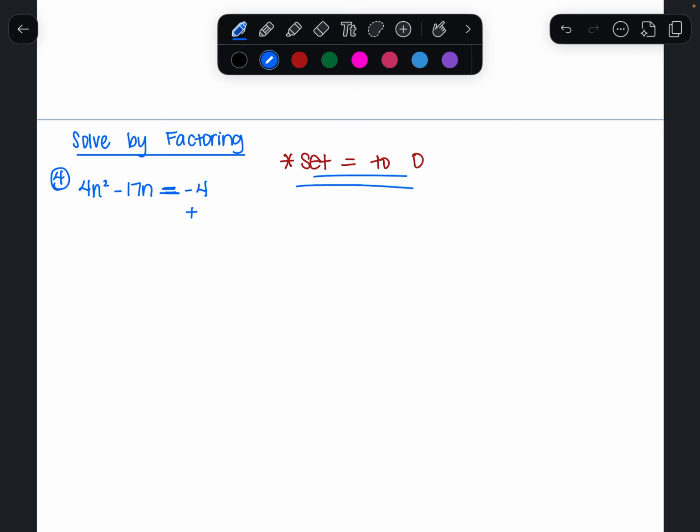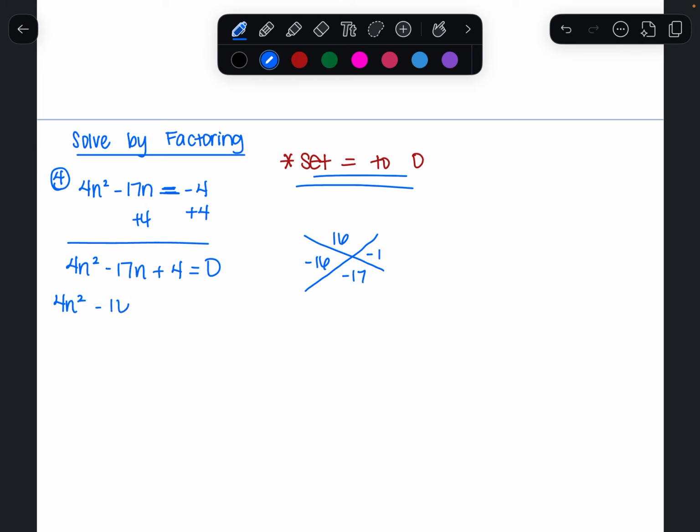So that means the first thing we need to do is add 4 to both sides. So we get 4n squared minus 17n plus 4 equals 0. Then we are checking for a greatest common factor, and I don't have one other than 1, so I can go ahead and set up my problem. This will look really similar. 4 times 4 is 16, negative 17 goes on the bottom, so that's going to be negative 16 and negative 1.